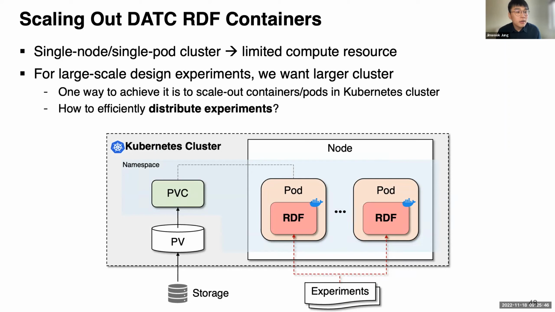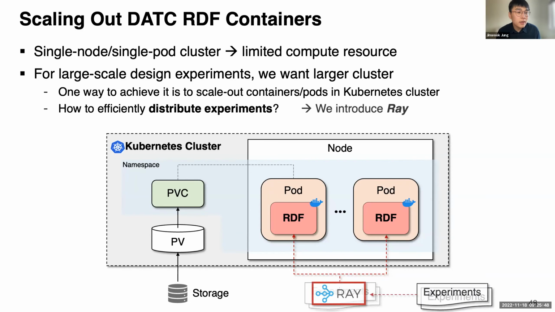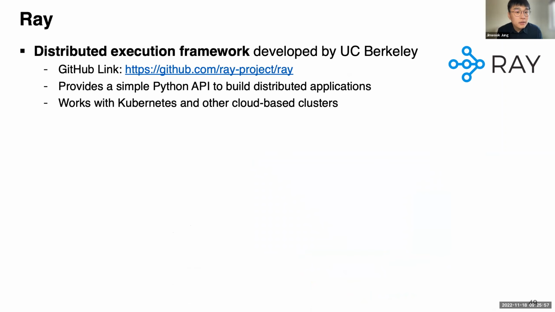To answer that question, we introduced Ray, which efficiently distributes multiple different experiments to the different pods. So let me introduce Ray a little bit further here. Ray is a distributed execution framework developed by UC Berkeley. It provides a simple Python API to build distributed applications easily. And Ray works very well with Kubernetes and it also supports other cloud-based clusters.